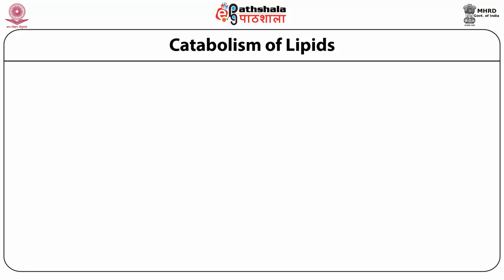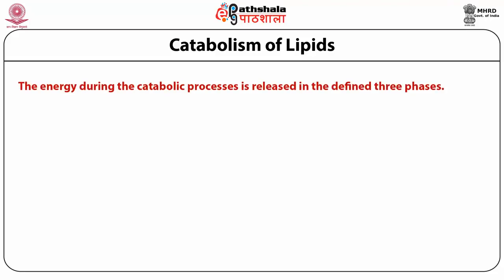Both digestion and cellular respiration are very essential processes, as ATP is produced and used by the cells to perform essential bodily functions, including the muscles' movement and production of body heat. The energy during the catabolic processes is released in three defined phases.